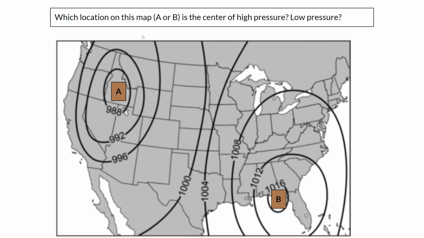So, which location on this map do you think is the center of high pressure or low pressure? The correct answer is this. This is an area of low pressure. I know because the isobars show areas of lower pressure numbers, and these areas are higher pressure. These isobars are showing higher pressure numbers.